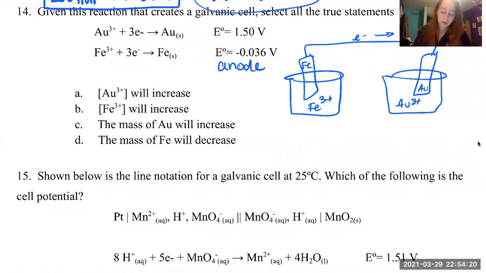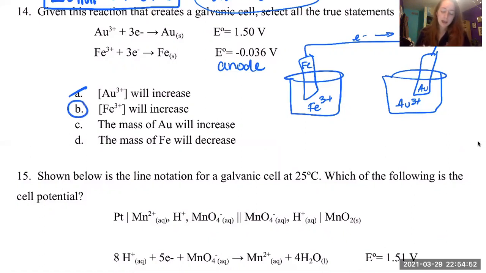So statement A is saying the concentration of Au3+ will increase. That is false. It will decrease, because it is turning into the solid form of Au, or gold. For B, it's saying the concentration of Fe3+ will increase, and that is true. As the solid iron will oxidize, it turns into that Fe3+, increasing that concentration there.